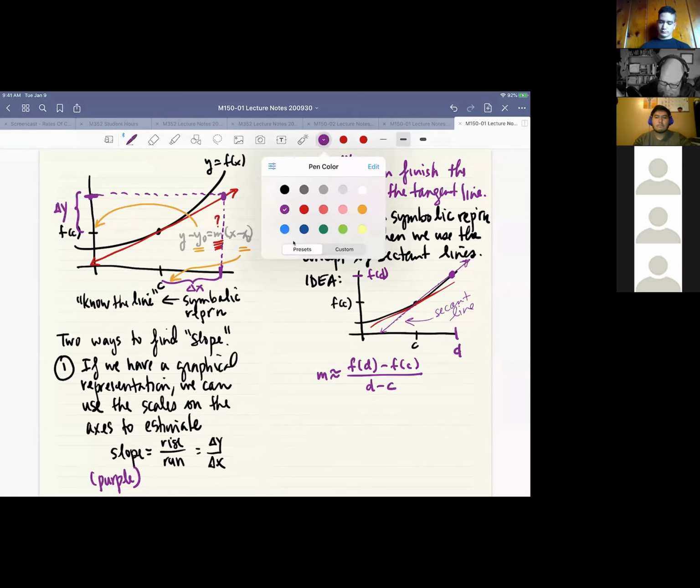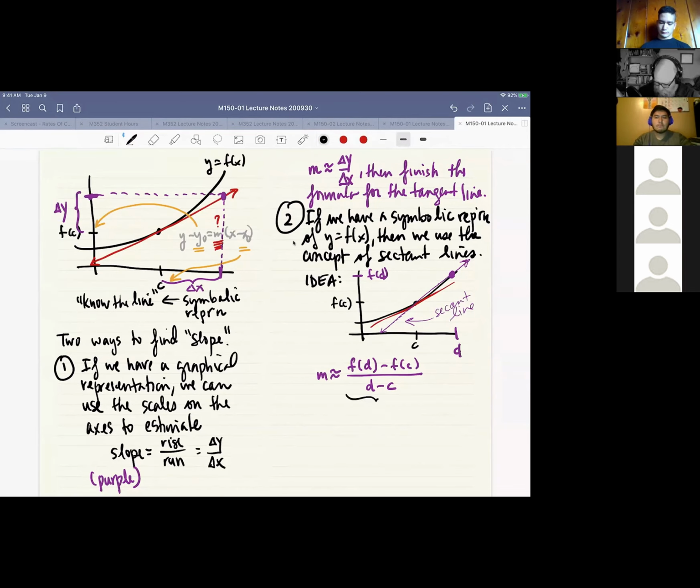So here I'm using the formula, the symbolic representation for f of x, to actually estimate m. So those are the 2 approaches we have to estimate m. One if we've got a graphical representation, one if we've got a symbolic representation.